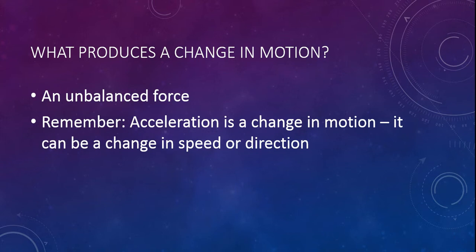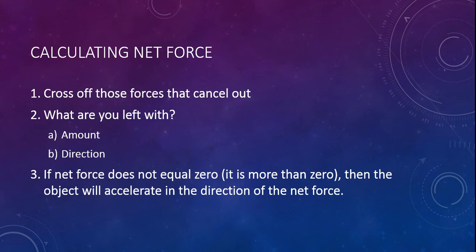But please remember, acceleration is a change in motion. So an unbalanced force causes acceleration, and that can be either in speed or direction. When we're calculating net force, here's a few steps. Cross off the forces that cancel out, those that are exactly the same. Then look at what is left over. If the net force does not equal 0, the object will accelerate in the direction of the net force.